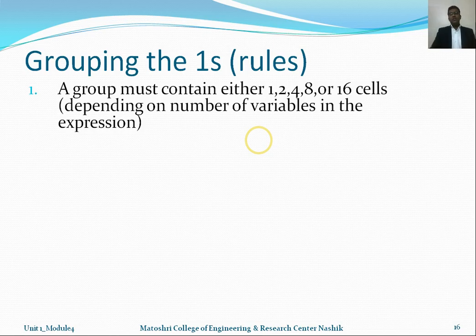So that is the name given, otherwise you have to keep in mind that 1, 2, 4, 8 and 16 cell grouping is allowed in case of ones, and we are making a group of only the ones in case of SOP, while in case of POS you are making a grouping of 0s also.